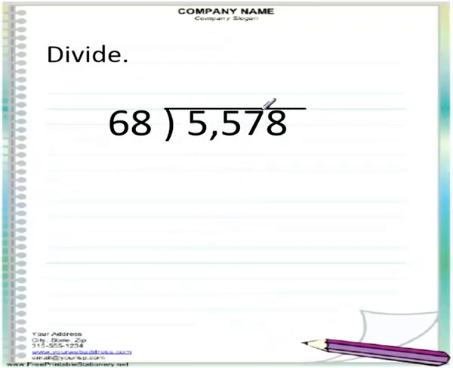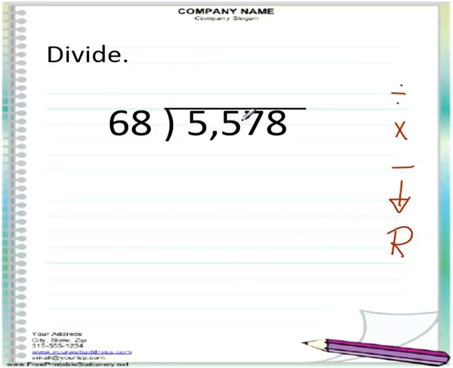Okay, this is another example. 5,578 divided by 68. Again, this is the dividend and this is the divisor. Because the divisor here has 2 digits, we will start with a 2-digit dividend. So 55 divided by 68. Again, let's remember the steps. We will divide, then multiply, subtract, bring down, and repeat or remainder.